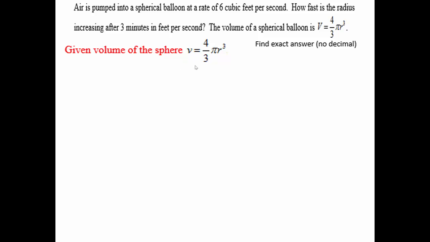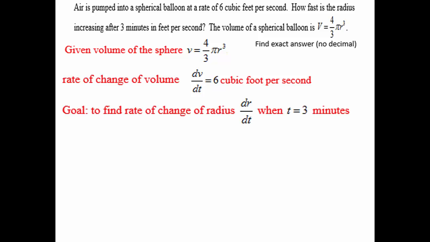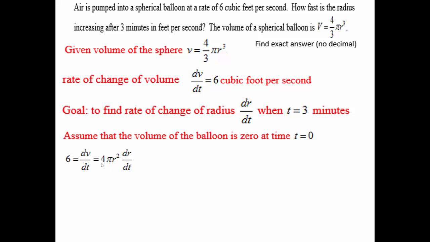So given V is 4/3 pi r cubed. The rate of change of volume is dV/dt, which is 6 given here, cubic feet per second. The goal is to find the rate of change of the radius, dr/dt, when t is 3 minutes. Assume that the volume of the balloon is 0 at time t equals 0. So then we can say 6 equals dV/dt, which is this one here. Now for dr/dt you divide by this.